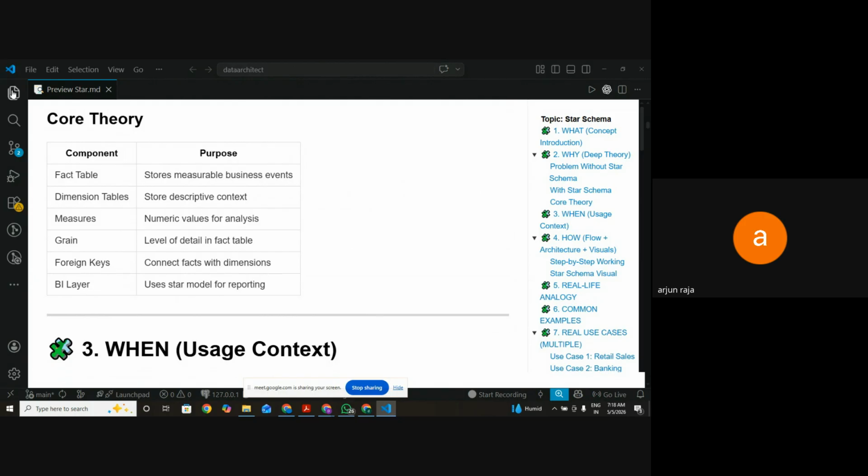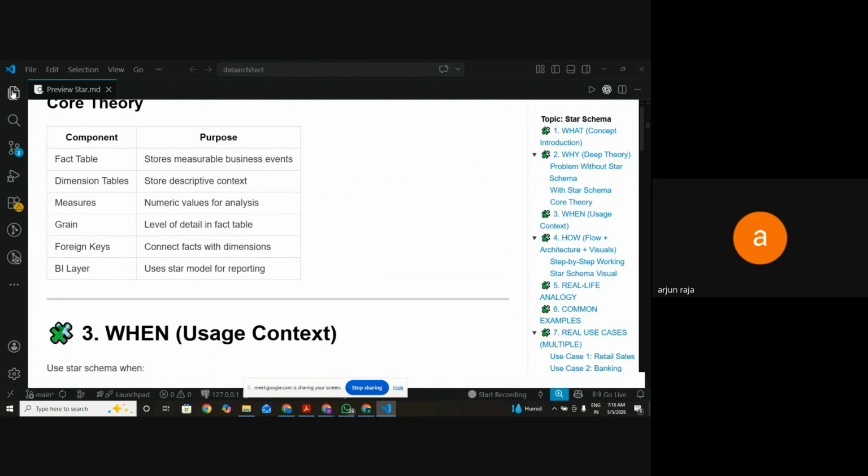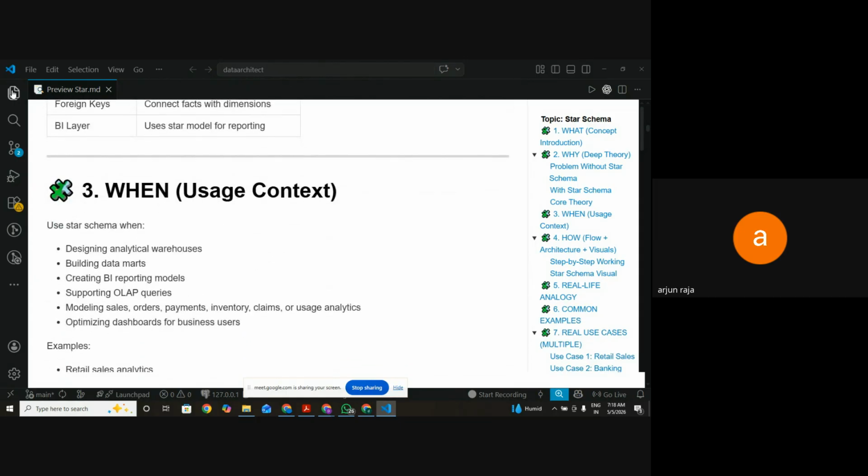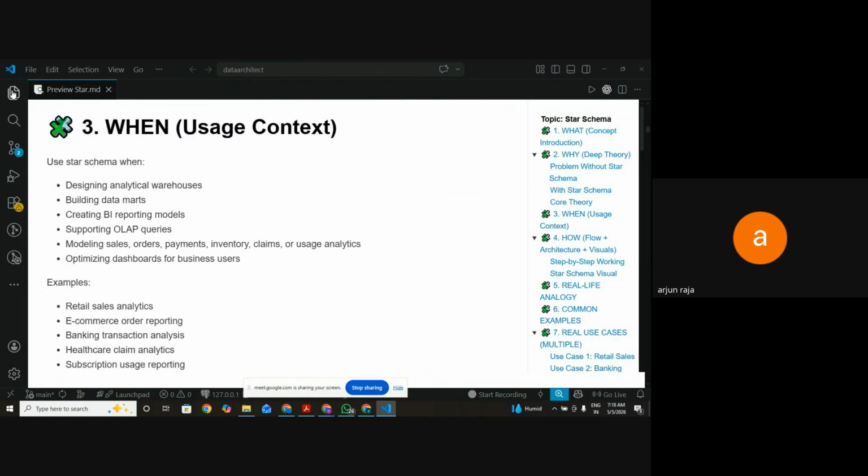Core theory: the fact table stores measurable business events, dimension stores descriptive context, measures are numeric values for analysis, grain is the level of detail in fact tables, and a foreign key connects the fact and dimension. BI layers use star models for reporting. Okay, when to use star schema?